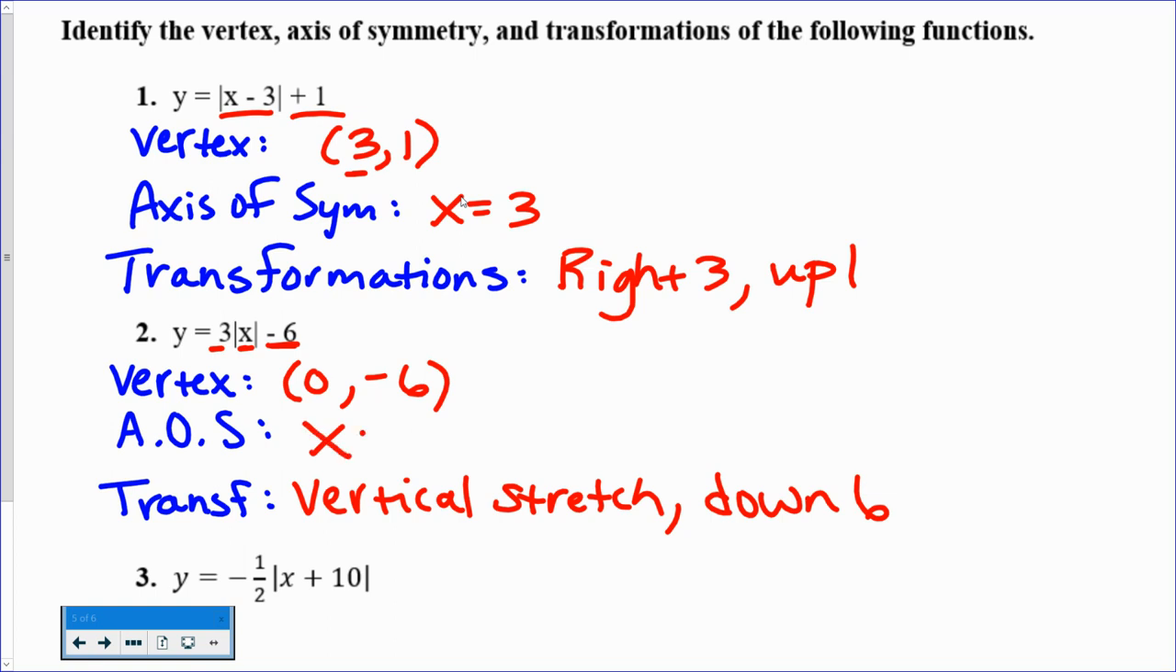That axis of symmetry is a vertical line, like we said, so it must say x equals, and it goes through that x coordinate of the vertex to split that graph in half.